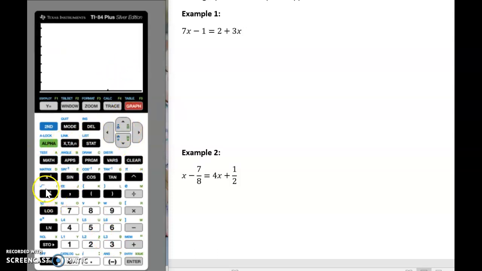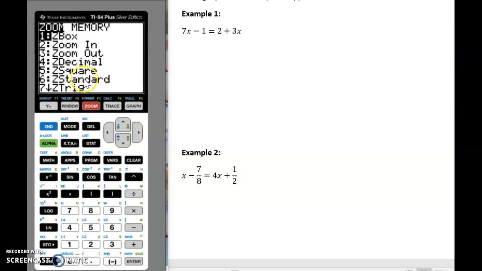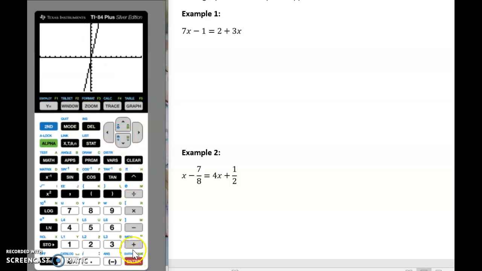And so here my window settings are kind of messed up. So if you're not sure, you can always press zoom and go back to option 6, the standard window setting. That'll give you your standard viewing window from -10 to +10 on both the x and y axis. And so here I can clearly see the intersection point is somewhere here. You always want to make sure when you're solving these equations using the intersection method that you can see the intersection point in the viewing window. And in this case, we can. So there's no need to adjust the window settings.